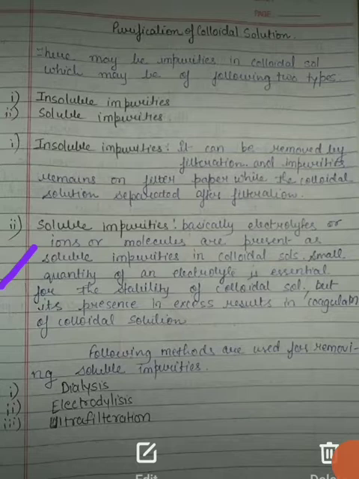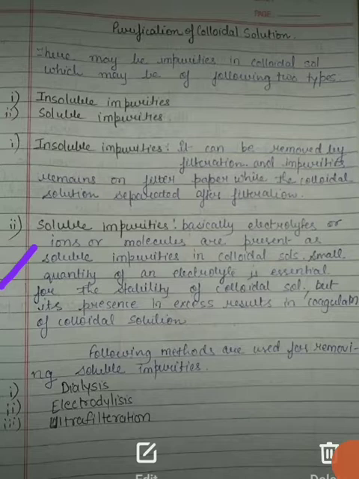So what are soluble impurities? Basically, electrolytes or ions or molecules are present as soluble impurities in colloidal sols. Students, you know that a small quantity of electrolyte is good for colloidal solution, but when it exceeds, it will result in coagulation of the colloidal solution. So we need to remove the soluble impurities.